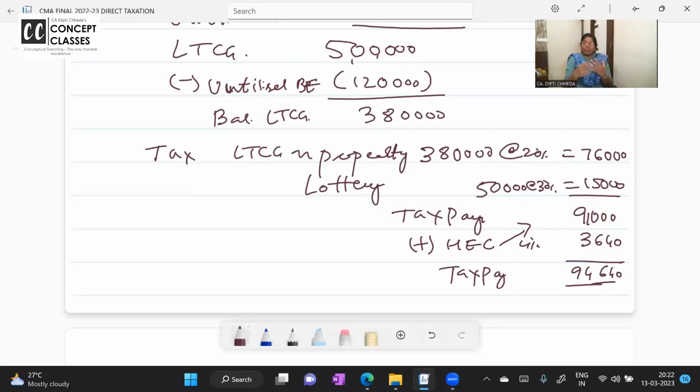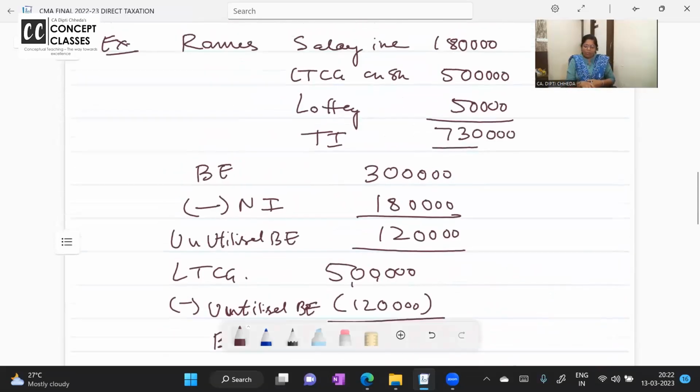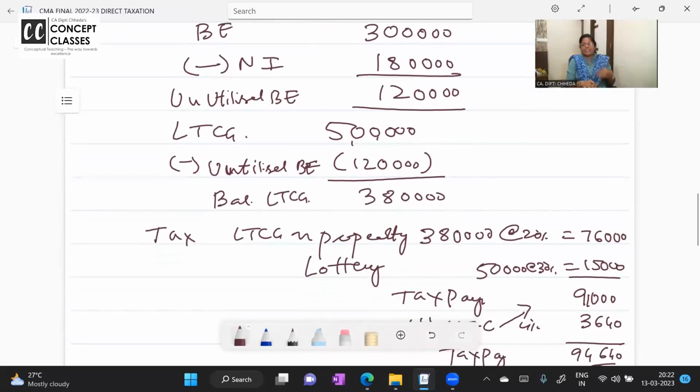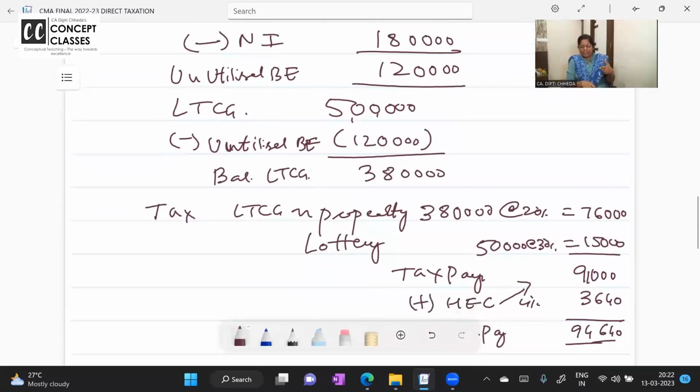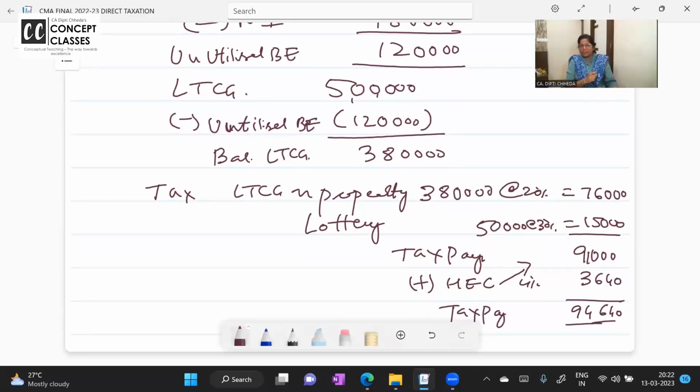Unutilized basic: if you are getting more, we are already connected through WhatsApp. Do share your examples. If the income is different, practice 3-4 more and the concept will be clear. If my normal income is 180 and I'm a senior citizen with 3 lakh, so 120 unutilized basic exemption, can I set off in long-term capital gain? Instead of this, had it been shares, I would have given 120 and also added 1 lakh. Long-term capital gain on listed shares has 1 lakh additional basic exemption. And 380 pay 20%. Lottery, no, lottery we will not give.